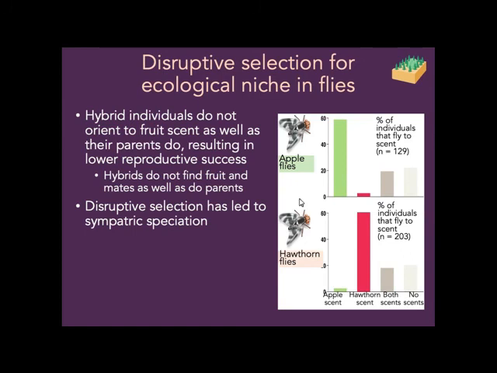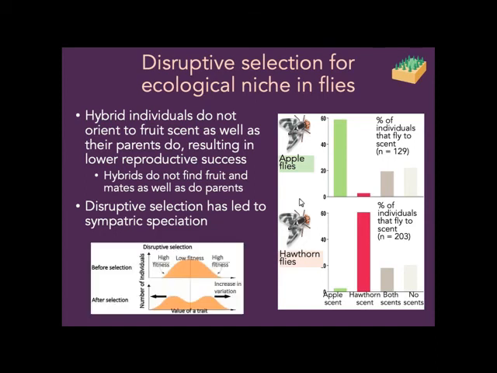When individuals are occasionally produced that are hybrids, or if you produce them in the lab on purpose, just for experimental reasons, they don't tend to orient to fruit scent as well as their parents do. So hybrids tend to have low reproductive success. They're less likely to find a fruit to make their babies on, and they're less likely to find mates. So hybrids tend to die off. So this is a situation in which you have to specialize, have a preference for either apple or hawthorn or die, right? So disruptive selection on choice of scent has led to sympatric speciation. Just to remind you, that's what disruptive selection is.